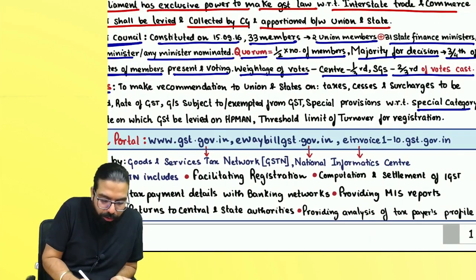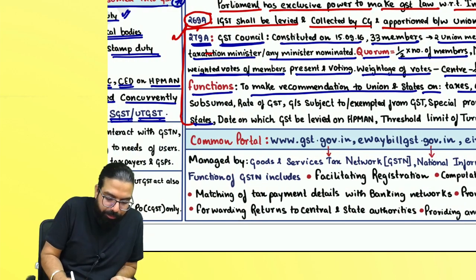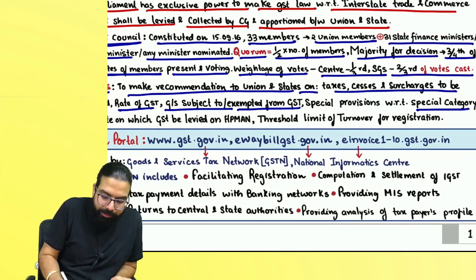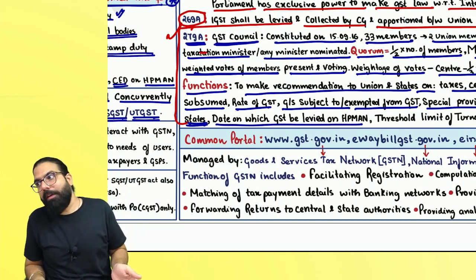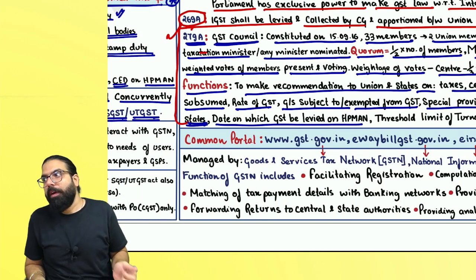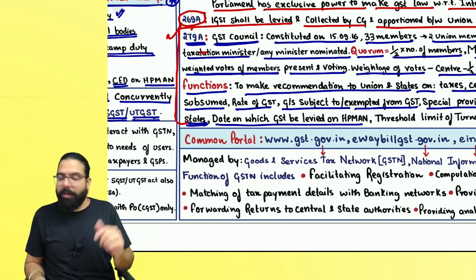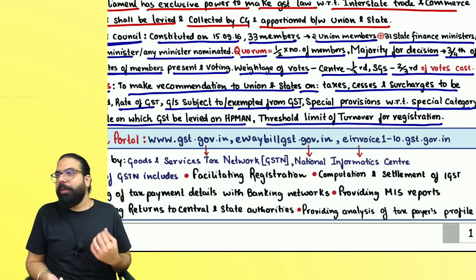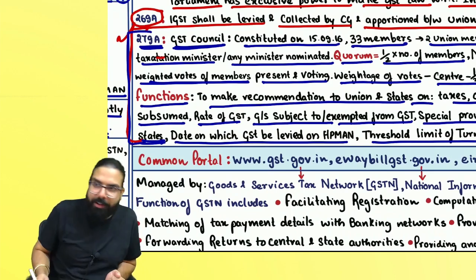Functions: I have gone ahead and told you to make recommendations to the union and state on various taxes, etc., to be subsumed, rates of GST, goods and services which are subject to or exempted from GST, special provision with respect to special category states, and the date on which GST will be levied on HP man. What is HP man, everyone? High-speed diesel, petroleum crude, motor spirit, aviation turbine fuel and natural gas, and the threshold limit of turnover for registration. Can I go ahead, everyone? I hope you guys are able to connect that this much only was there in the textbook also.